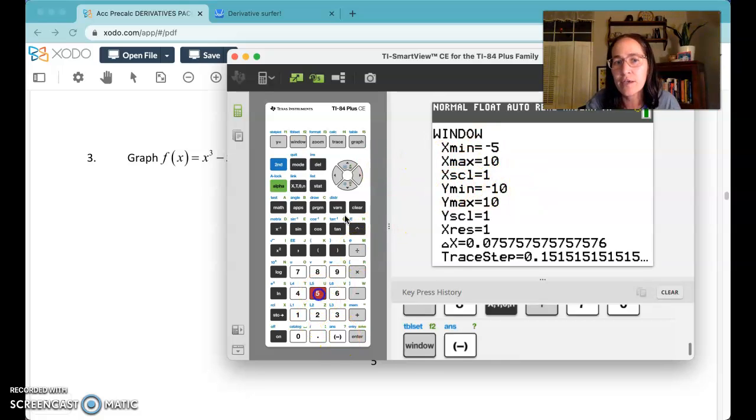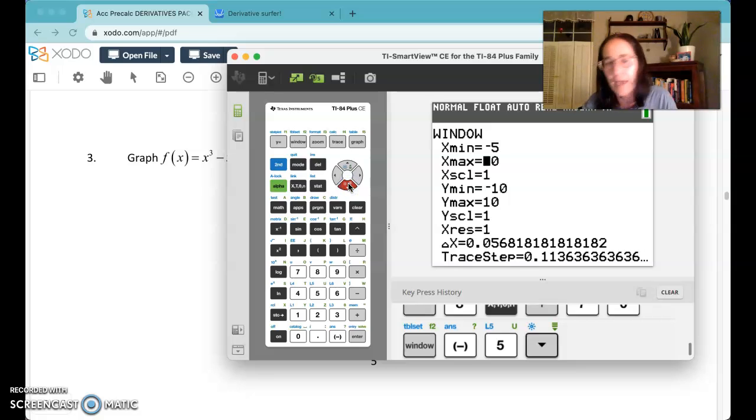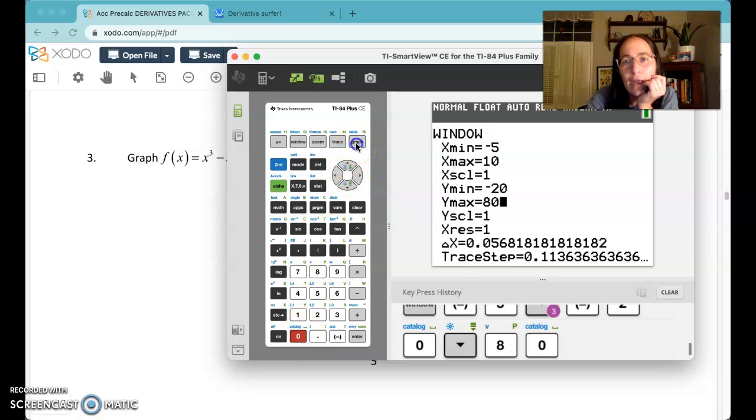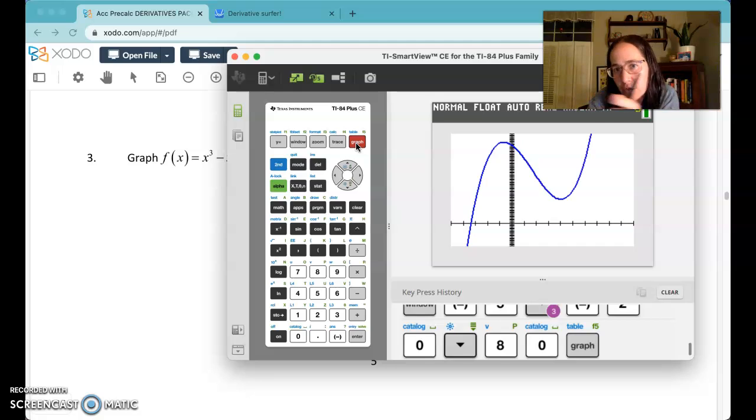I hit the window key. I'm just going to go from -5 up to 10, a little less room on the negative side. For the y's, can you go from -20 all the way up above 70? Let's go up to 80 or 90. Change those two things and hit graph. I should see a cubic function, with just enough room to see it rise and fall. And then I want to sketch the derivative right by it.